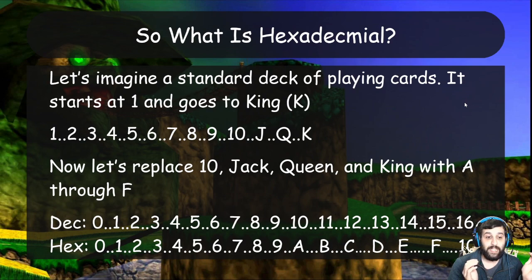So the numbers between 0 and 15 are all one singular digit. I tried to align them as best I could. You can see that it starts at 0 and goes all the way to F equals 15, at which point we add the next digit over, which is 1 and 0. Now you know why I emphasized that so much in the earlier slides.